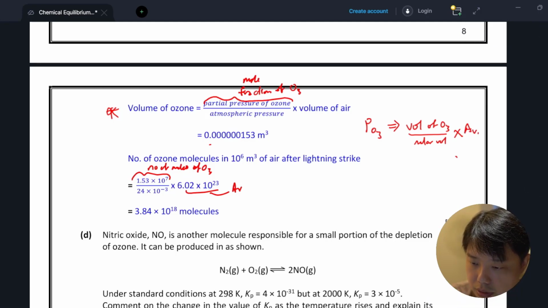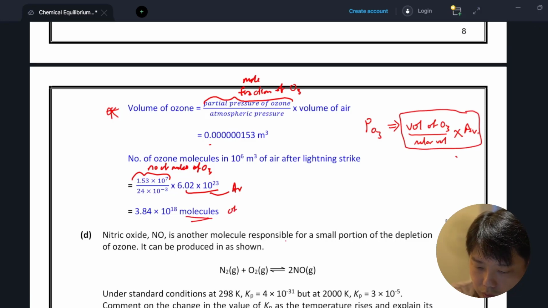So this set of calculations will enable us to calculate the number of moles of ozone, and then subsequently, the number of molecules of ozone.